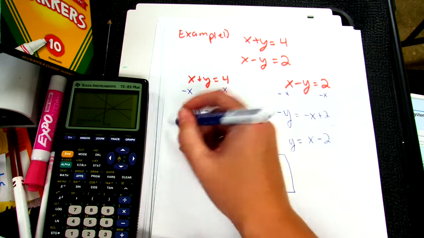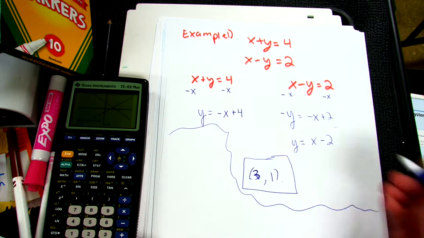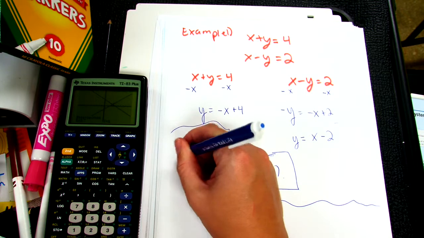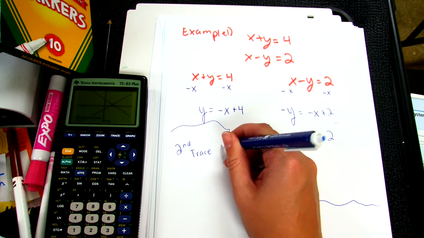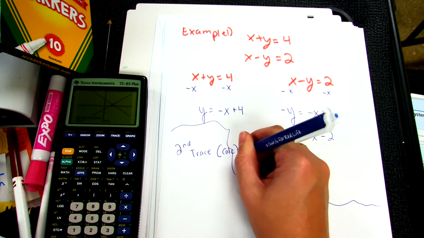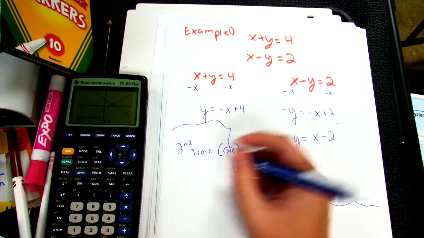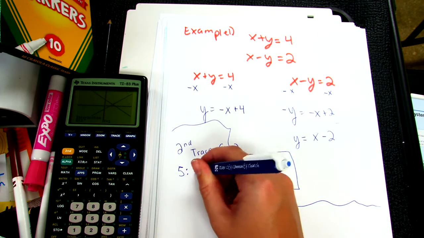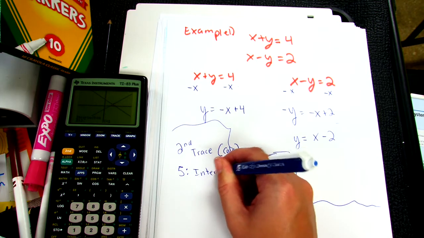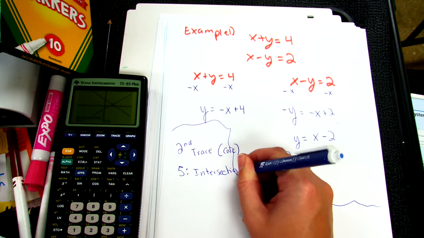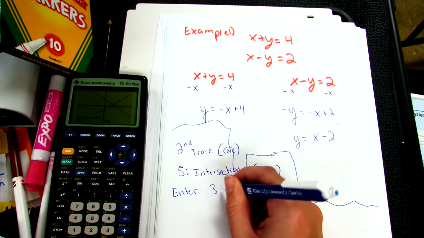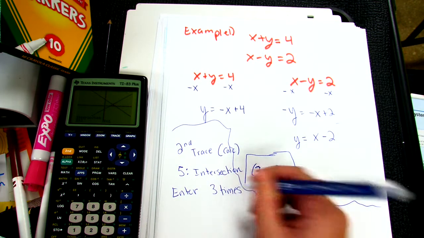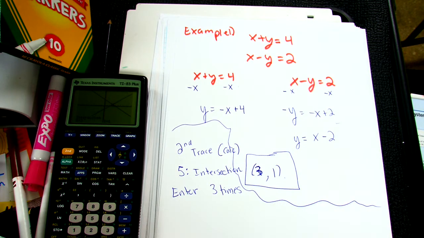So again, I'm going to write down those steps on your graphing calculator. So you hit second trace, which is your calculate button. Then you're going to hit number 5, which says intersection. And then you're going to hit enter 3 times, and that will come up with your answer.